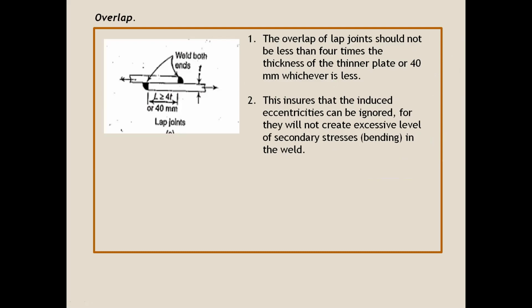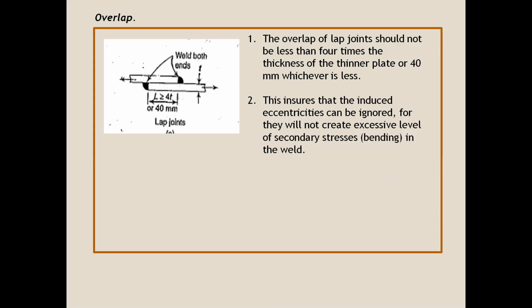Weld both ends. The overlap joint should not be less than 4 times the thickness of the thinner plate, or 40 mm, whichever is less. You have to maintain overlap, that means a lapping length. Two plates you have to lap, two rods you have lapped. This condition you have to follow.